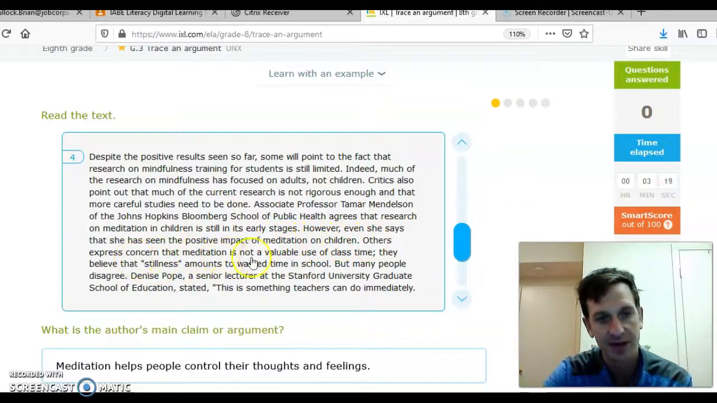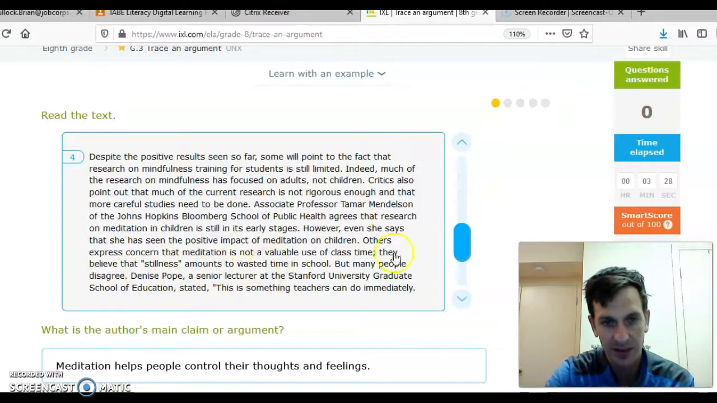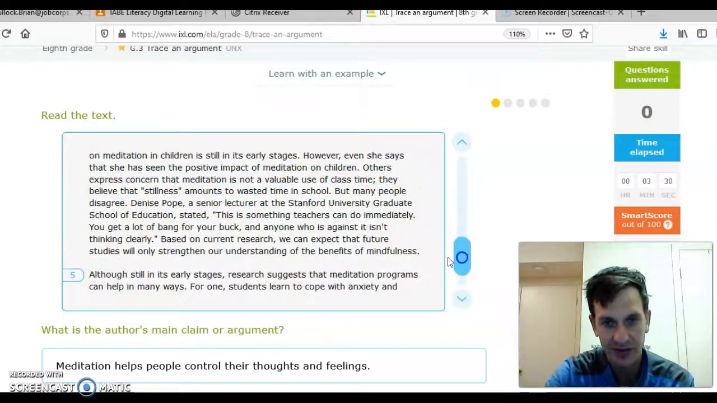Others express concern that meditation is not a valuable use of time. They believe that stillness amounts to wasted time in school, but many people disagree. Denise Pope, a senior lecturer at the Stanford University Graduate School of Education, stated, "This is something teachers can do immediately. You can get a lot of bang for your buck, and anyone who is against it isn't thinking clearly."